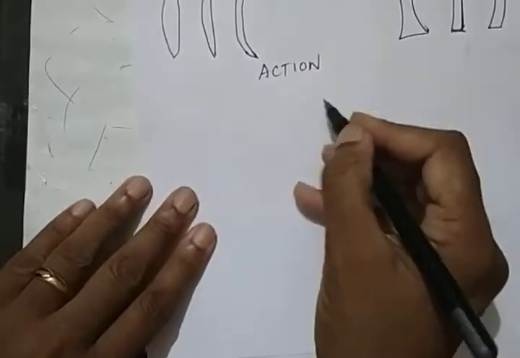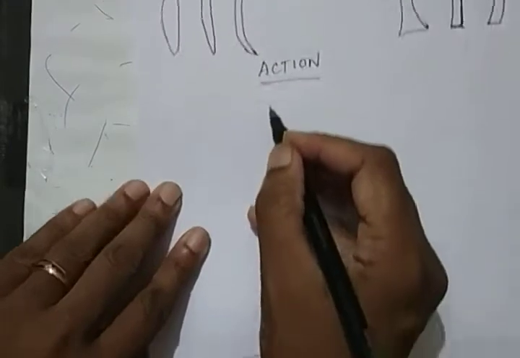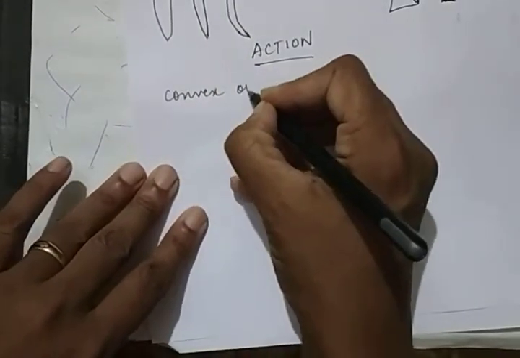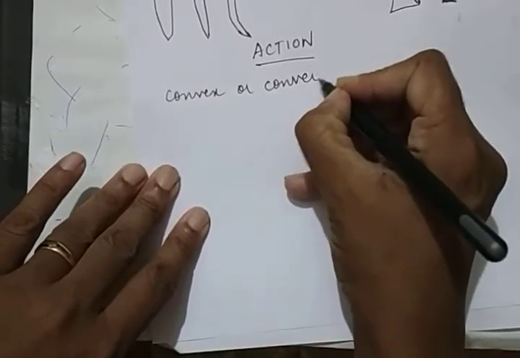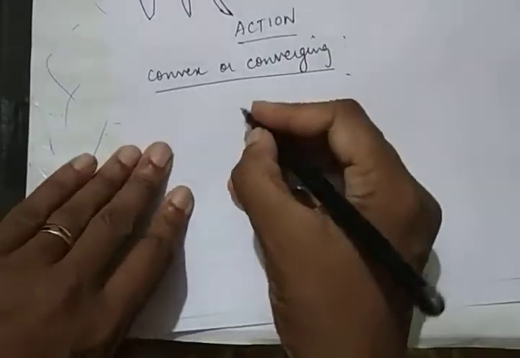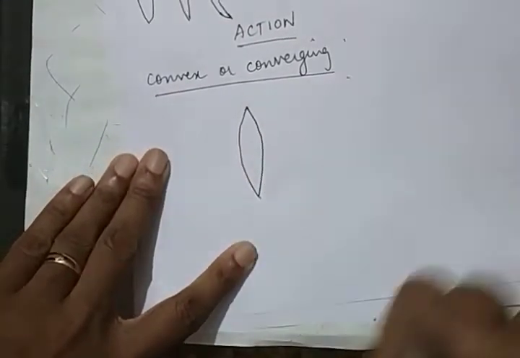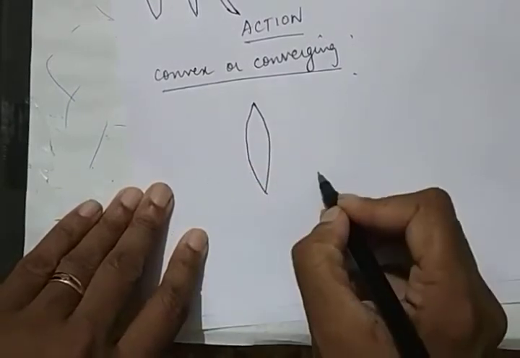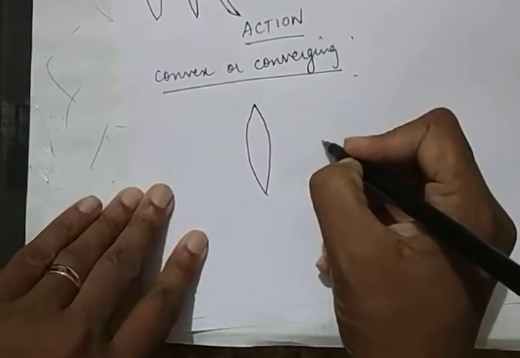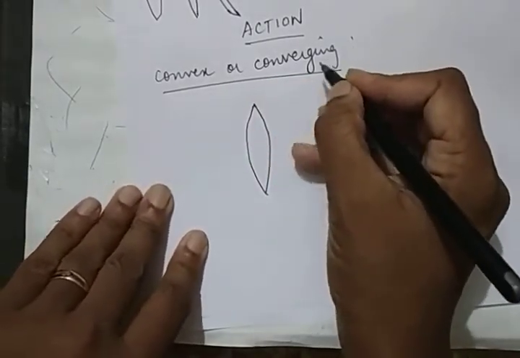Action of these lenses. A convex lens is otherwise called a converging lens. Why is it so? The rays that are going parallel to the principal axis will all converge at a point. That's why it's called a converging lens.